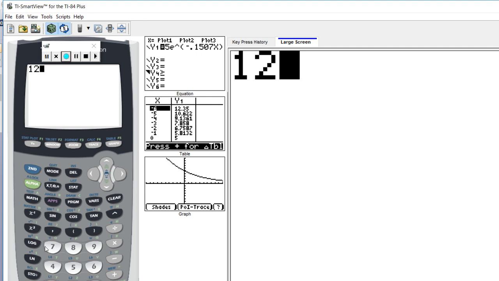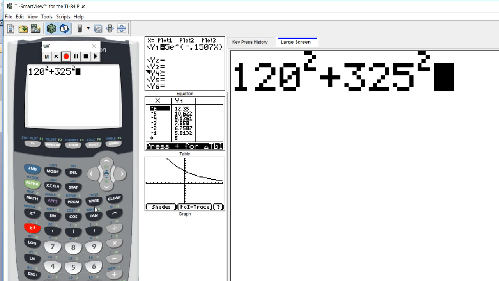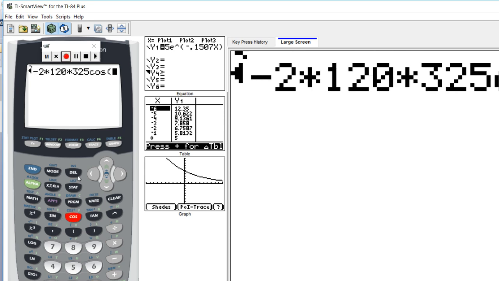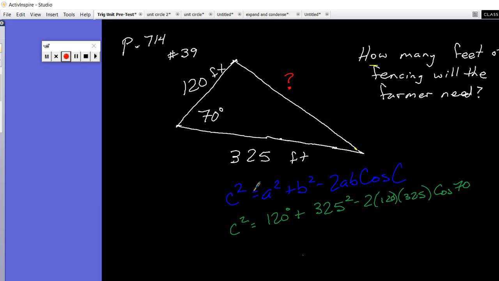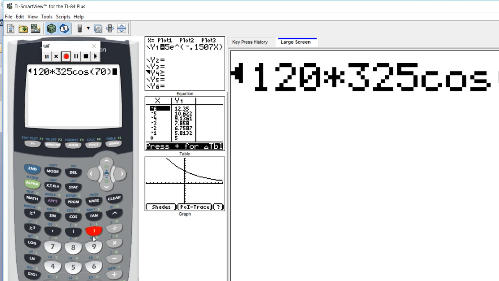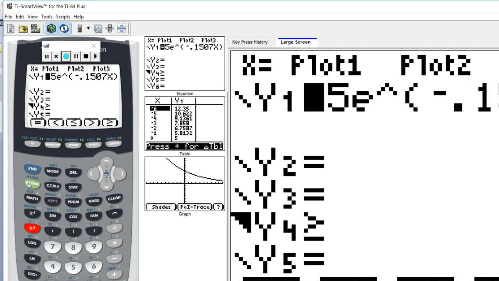So 120 squared plus 325 squared minus 2 times those two numbers, 120 times 325, cosine of the angle between them, which was this angle right here. So between those two sides that I know, so cosine of 70. This is going to be a big number. So that's what c squared is. So now I want to take the square root of that. So I hit second square root.